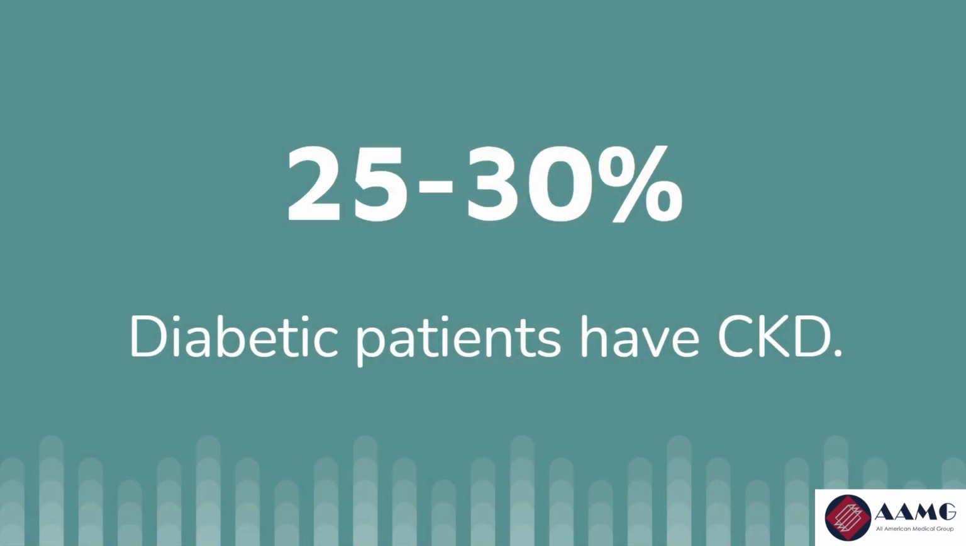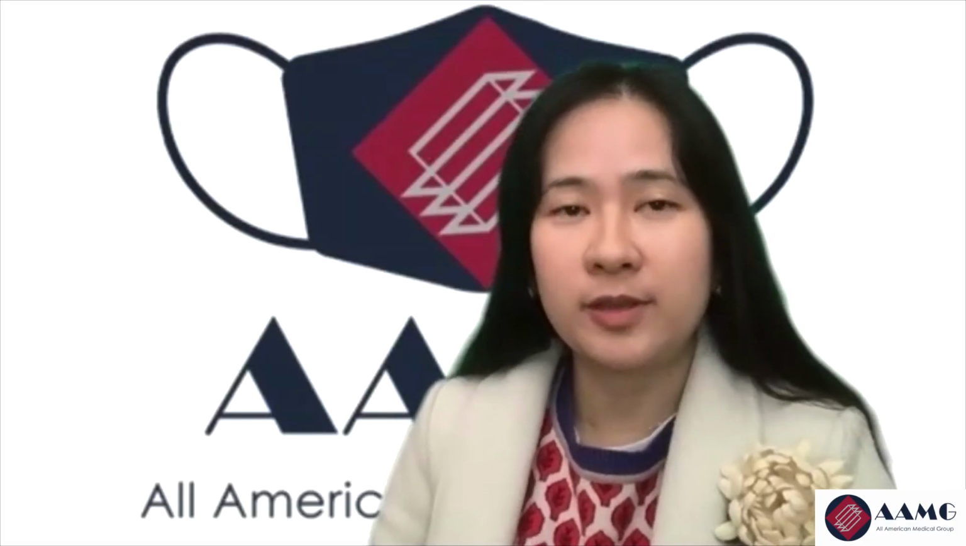1 out of 4 or 1 out of 3 diabetic patients will have chronic kidney disease, meaning their GFR or their kidney functions are running below 60% of their full capacity. Oh, wow, indeed, it's really high. So we need to watch out for managing the diabetes and hypertension.